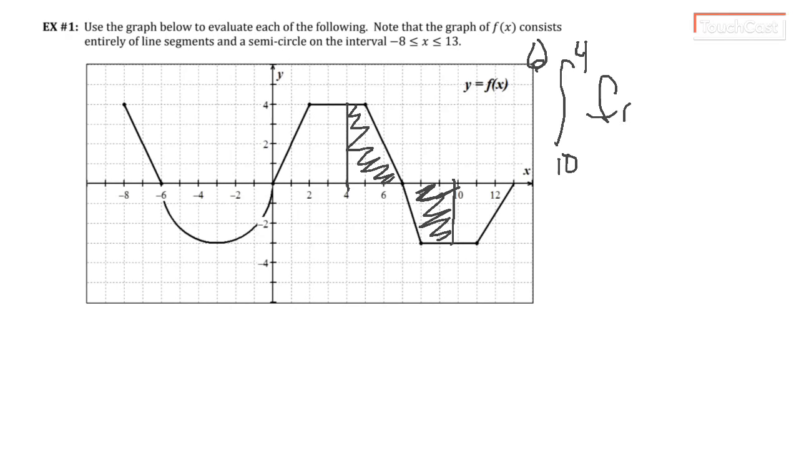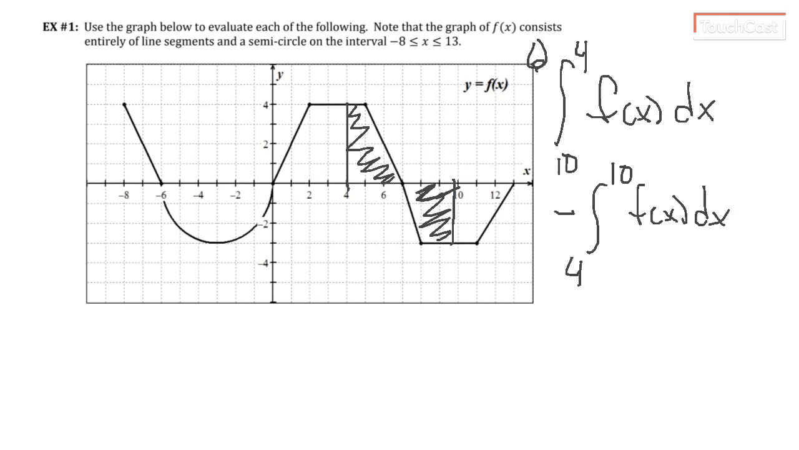Oh, and this is of our function with respect to x. Utilizing those properties, we know that this is the opposite of the integral from 4 to 10 of our function with respect to x. So if we just find the integral of our function with respect to x from 4 to 10, we take the opposite of that, we'll be good.